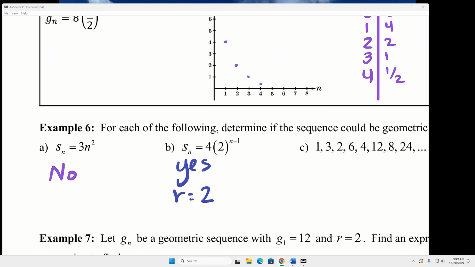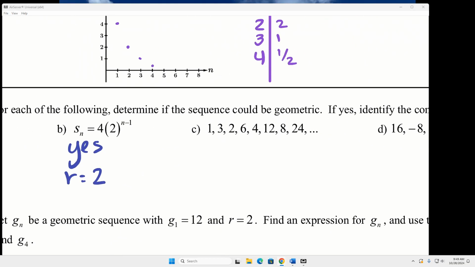Okay, and then C, when we have a list of terms, we need to take one and divide by the previous one, and if it is geometric, you would get the same thing every time. Now, I can look at C and no, that's not going to happen, but we could test a couple of terms. We would take 3 and divide it by 1, and then we would take 2 and divide it by 3. Obviously, that's not happening. It's kind of a weird sequence. It just takes 2 previous terms and multiplies by 2. Oh, it's weird. It's okay.